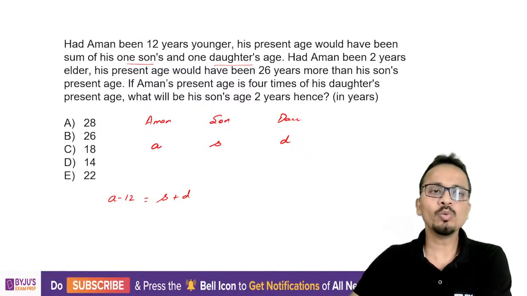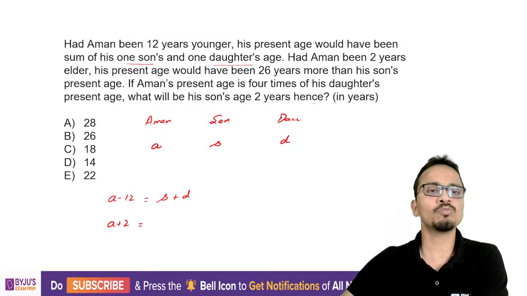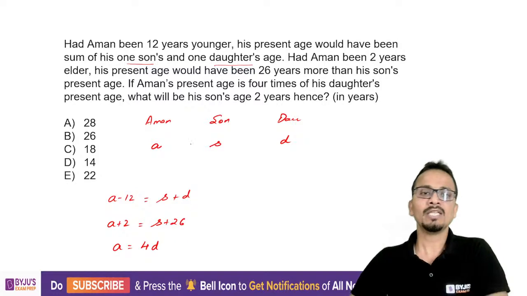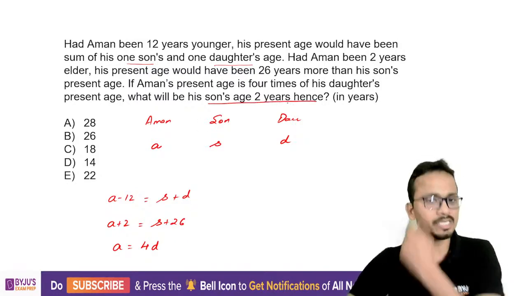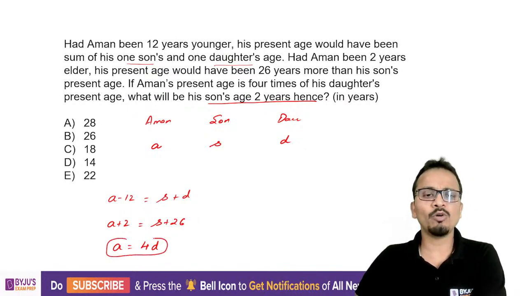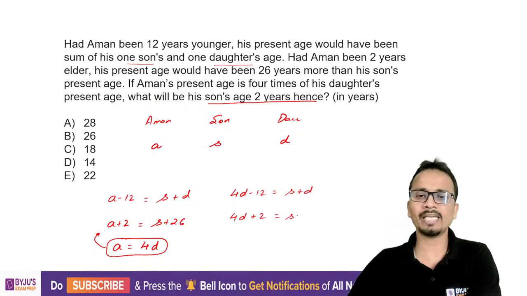Now had Aman been 2 years elder, अगर Aman 2 साल बड़ा होता, his present age would have been 26 years more than his son's present age, S plus 26. Aman's present age is 4 times his daughter's present age, then what will be his son's age 2 years hence? So these are the three equations that we got. I'll substitute this value of A in both the equations up there. So it will give me 4D minus 12 equal to S plus D, and 4D plus 2 equals to S plus 26. Now subtract these two equations.